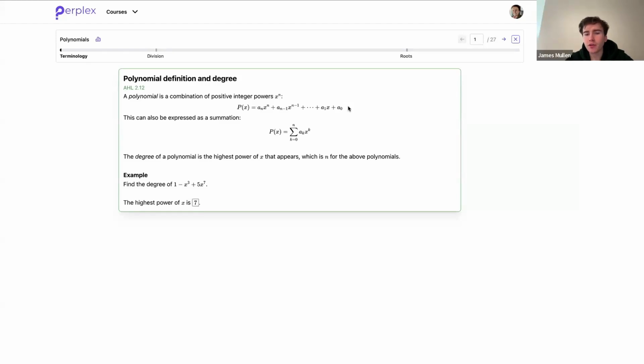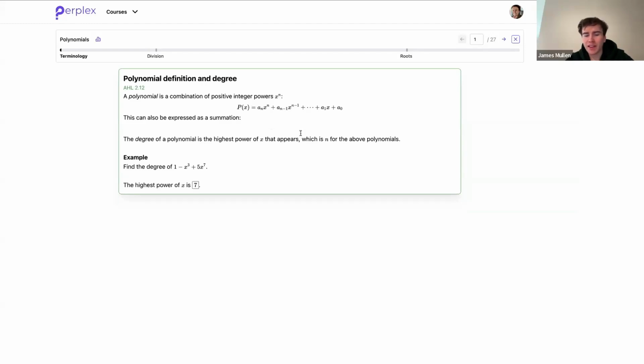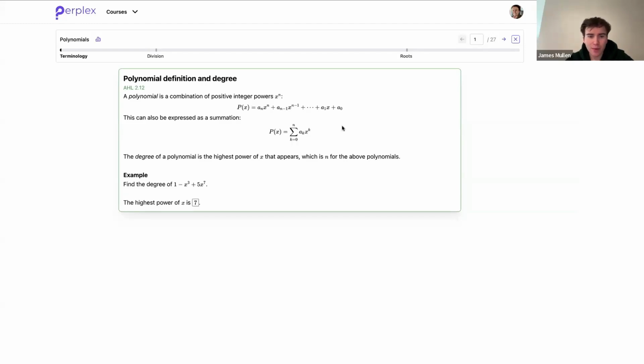In IB, we don't include functions that have like a 1 over x or x to the power of minus 1. We're only dealing with positive or non-negative integer powers of x. And I can write the polynomial in summation notation by saying I have the sum from k is equal to 0 up to n of the kth coefficient times x to the power of k, basically.